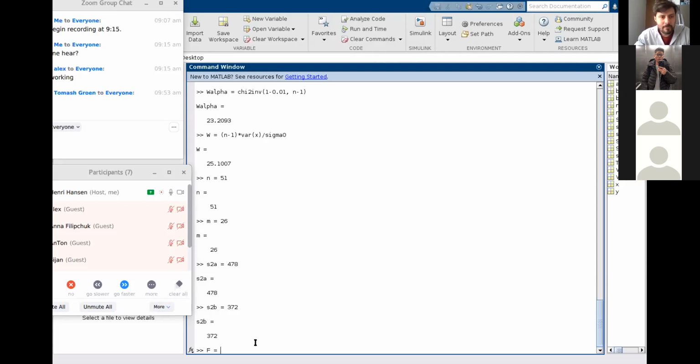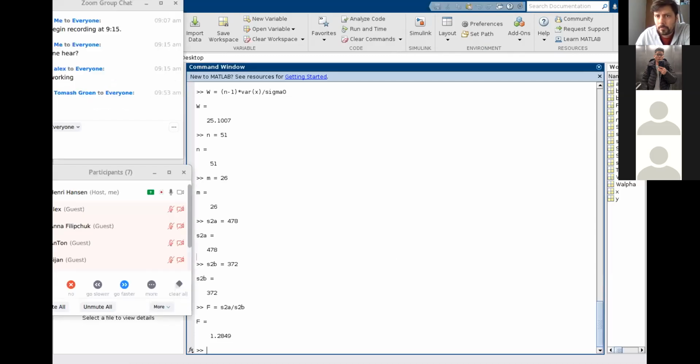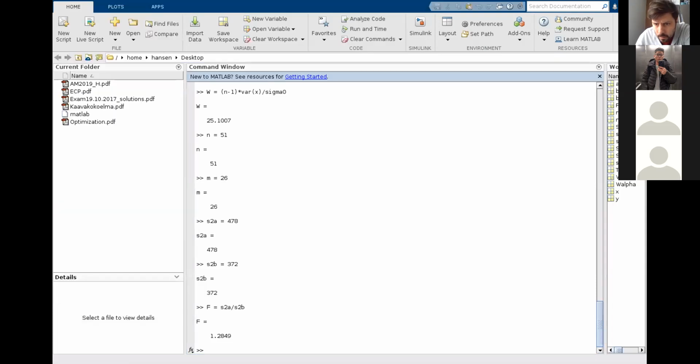So it's this easy. We calculate F as S2A divided by S2B. So we get this F value at 1.2849, and we determine the critical region. The critical region, if we use the two tails, we can calculate these. It says reasonable to assume, so let's just take that we have two tails.